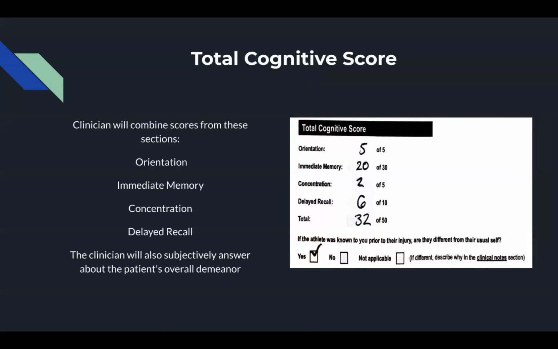Their total cognitive score. So the clinician will combine scores from these sections: orientation, immediate memory, concentration, and delayed recall. And finally, at the end, the clinician will also subjectively answer about the patient's overall demeanor, as seen with if the athlete was known to you prior to the injury, are they different from the usual self? As you can see, our patient scored a 5 out of 5 for orientation, a 20 out of 30 for immediate memory, 2 out of 5 for concentration, 6 out of 10 for delayed recall, and 32 out of 50 for their total cognitive score. The clinician indicated yes, that the athlete was acting differently from the usual self.